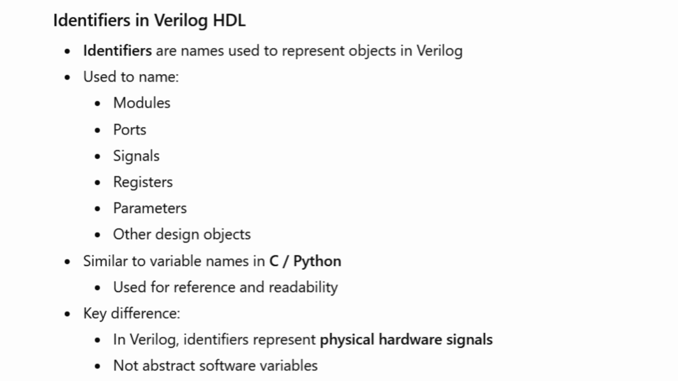An identifier is simply a name used to represent something in Verilog. Identifiers are used to name modules, ports, signals, registers, parameters, and many other objects. Just like variable names in C or Python, identifiers help us refer to hardware elements. However, in Verilog, identifiers represent physical signals and structures, not abstract variables.